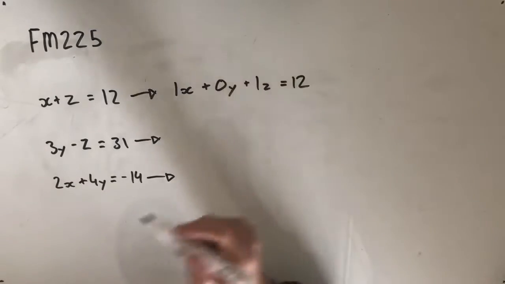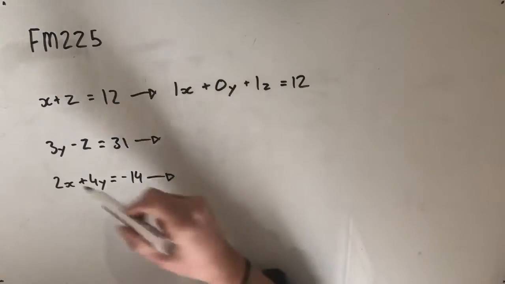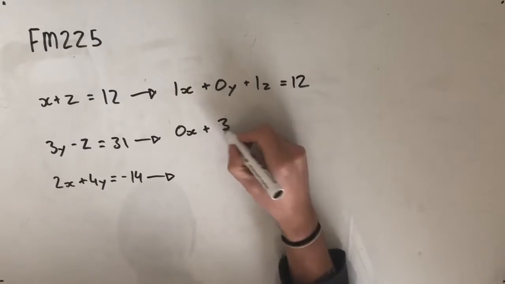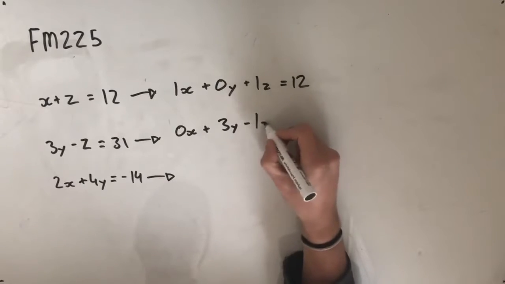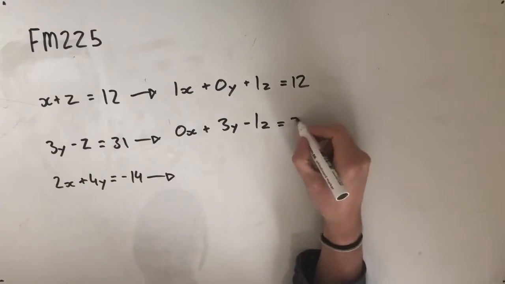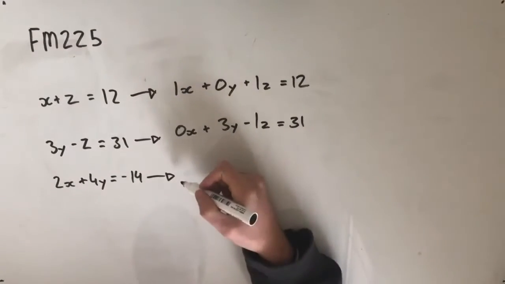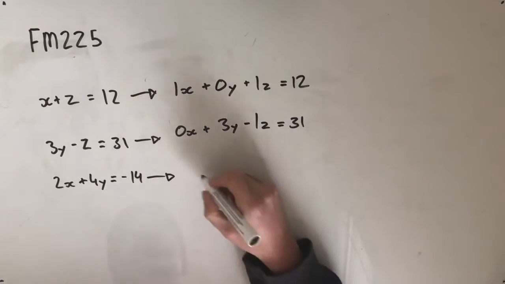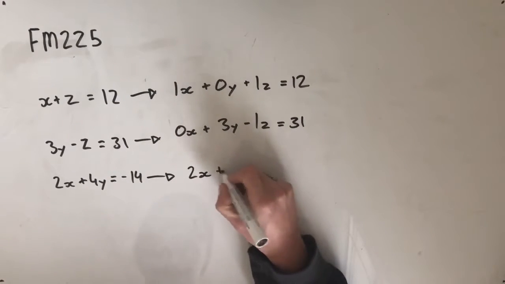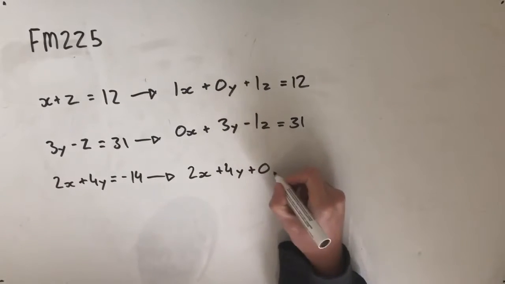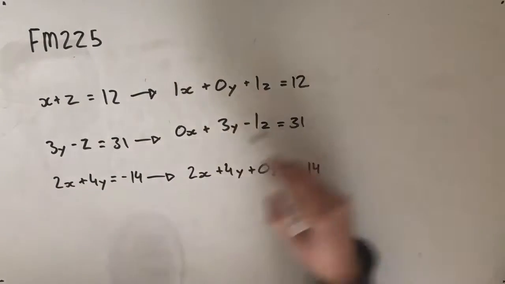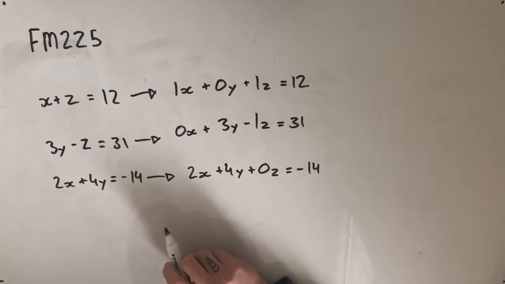Moving on to the next linear equation, we have no x term there, so we're going to say that we've got 0x plus 3y minus 1z, and that's going to be equal to 31. In the next linear equation, we've got 2x plus 4y equals negative 14. So we've got 2x plus 4y plus 0z equals negative 14. This setup makes it a lot easier for us to create the matrix form that we're looking for here.